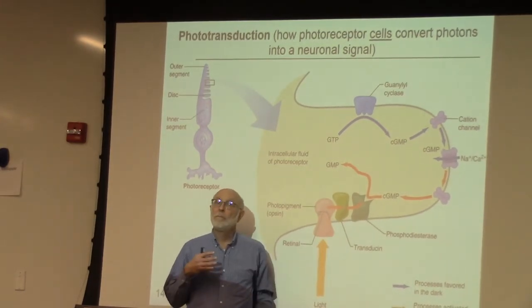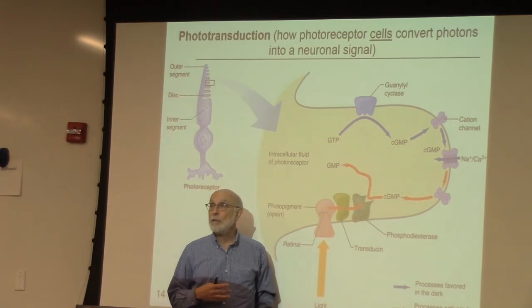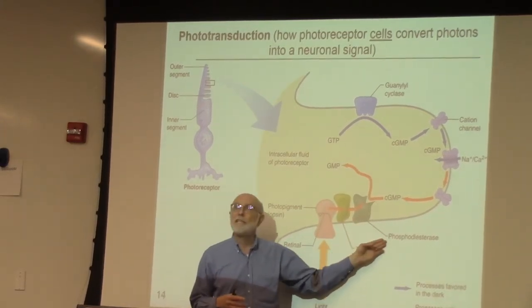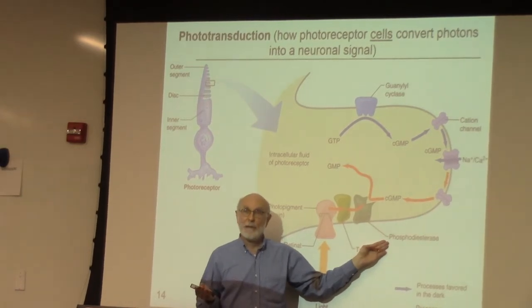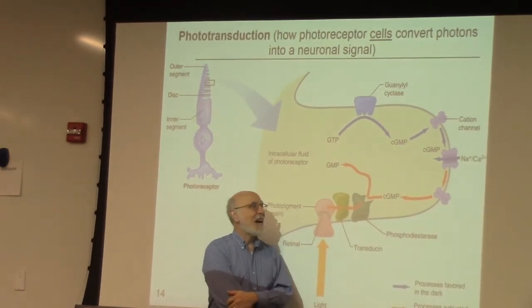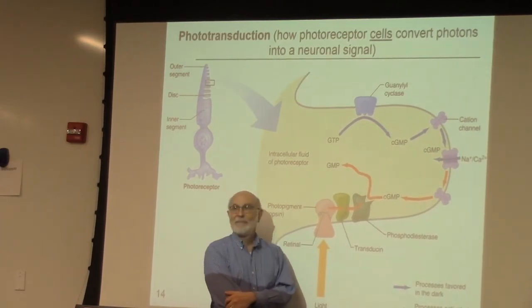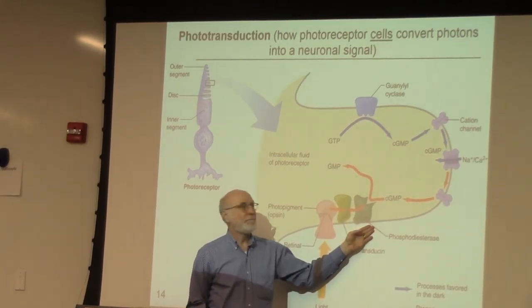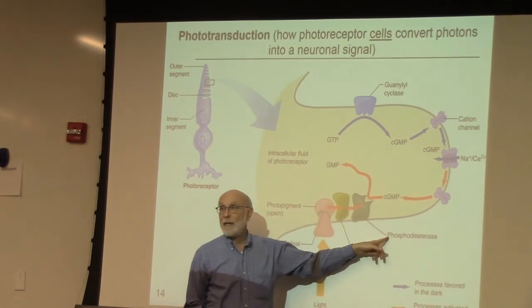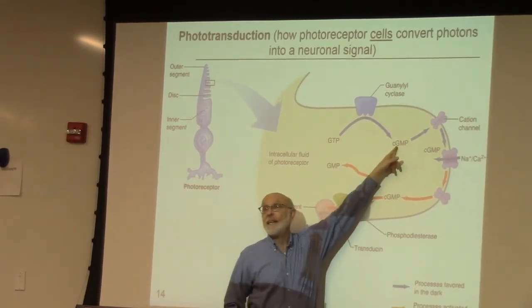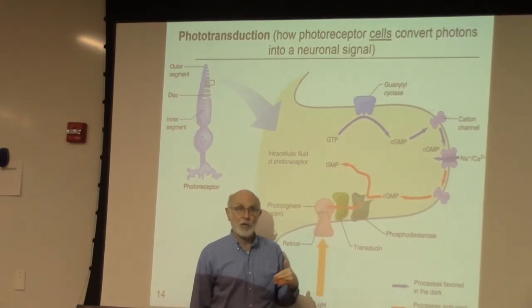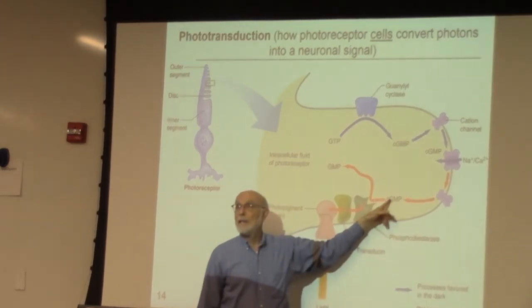The activated alpha subunit of transducin, GTP-liganded transducin, activates an enzyme called phosphodiesterase. So it's not Gs, and it's not Gq, and it's not Gi, it's transducin. It activates phosphodiesterase. Phosphodiesterase, as its name suggests, breaks cyclic GMP down into just ordinary GMP. It cuts cyclic GMP.